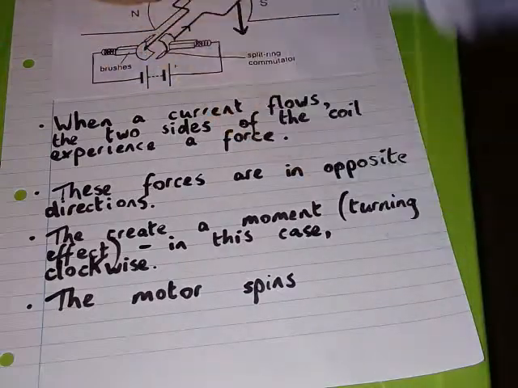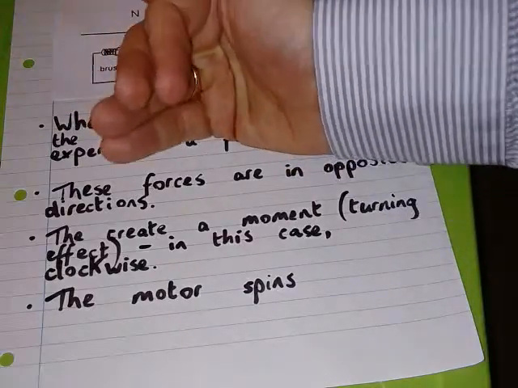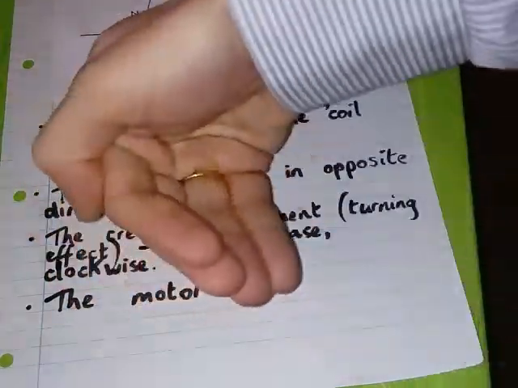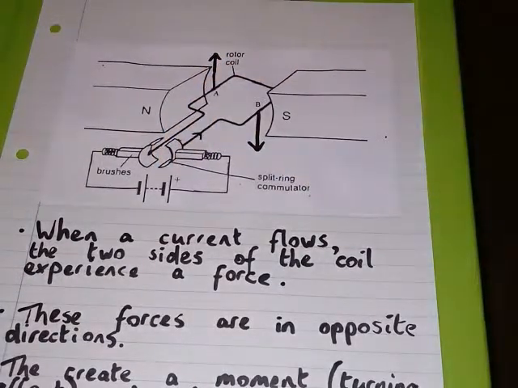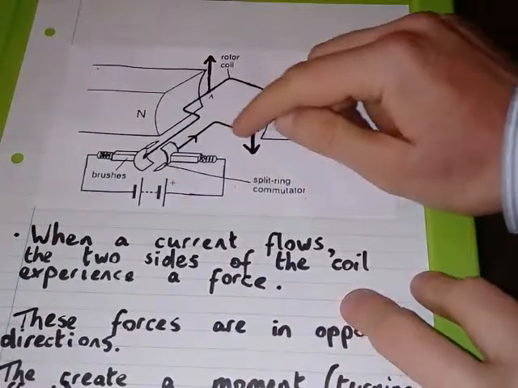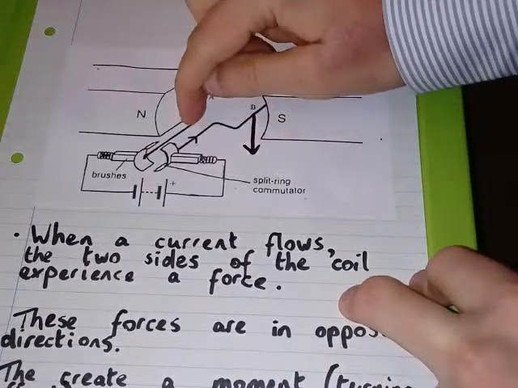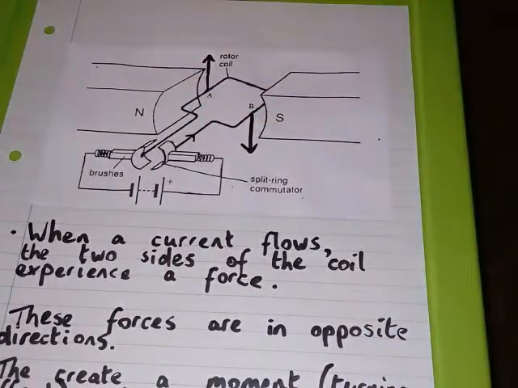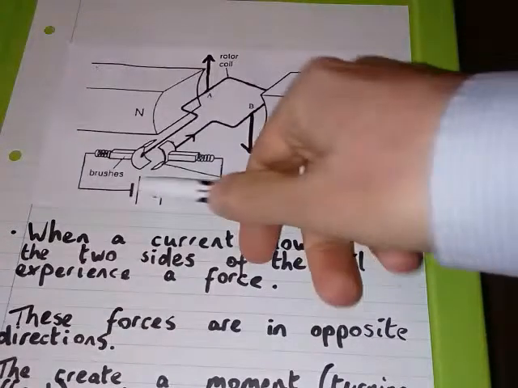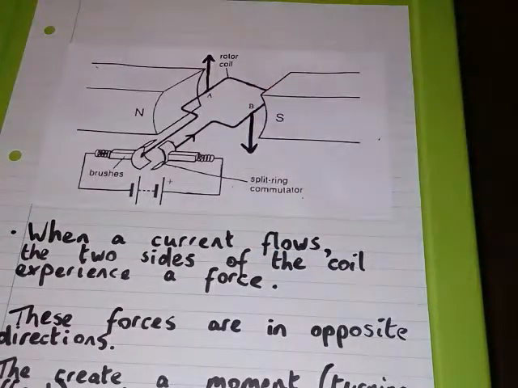It would go like that. It would flip one way and then the other. Sorry, that's off your screen. It would flip-flop. When this disconnects and reconnects, it ensures that the force continues to be in the correct direction, in this case, clockwise. Because if that didn't happen, then by the time this wire was over here, it would experience a force back the way it came, and it would flip-flop the other way. So this splitting, this split ring commutator, is there to ensure that the force is always in the correct direction.